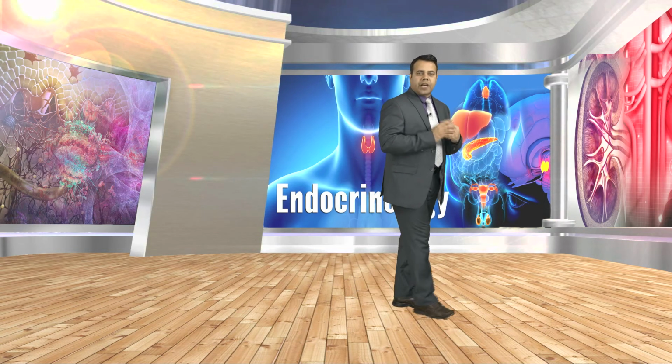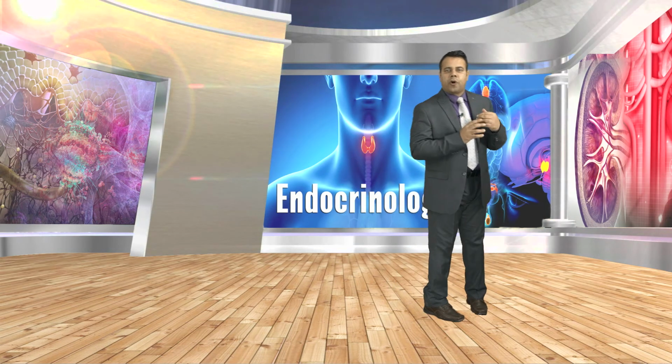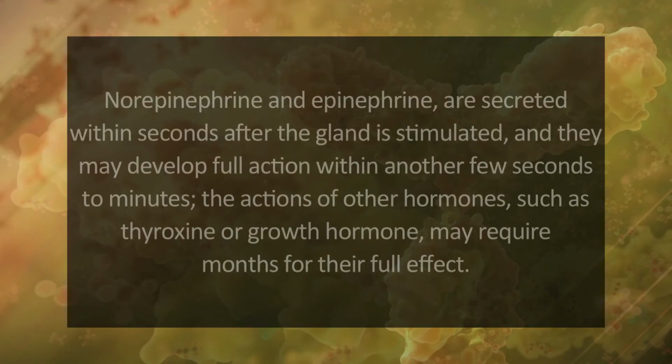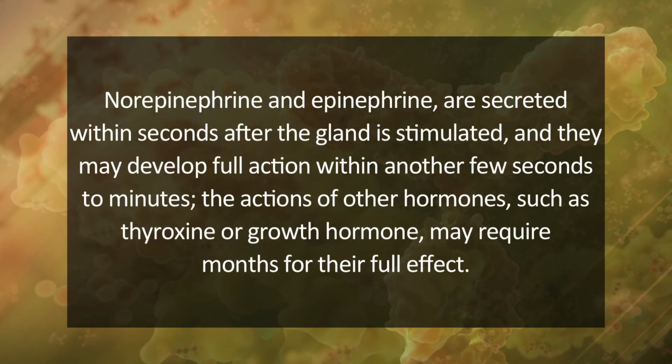Each of the different hormones has its own characteristic onset and duration of action, each tailored to perform its specific control function. For example, epinephrine and norepinephrine are secreted within seconds after the gland is stimulated, and they may develop full action within another few seconds to minutes. The actions of other hormones such as thyroxine or growth hormone may require months for their full effect.